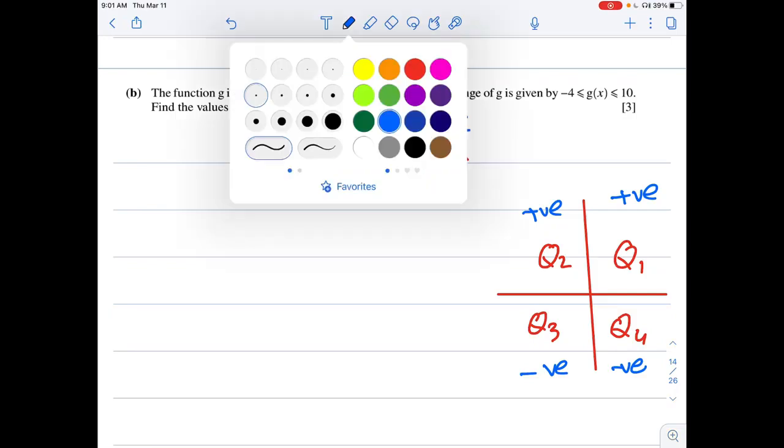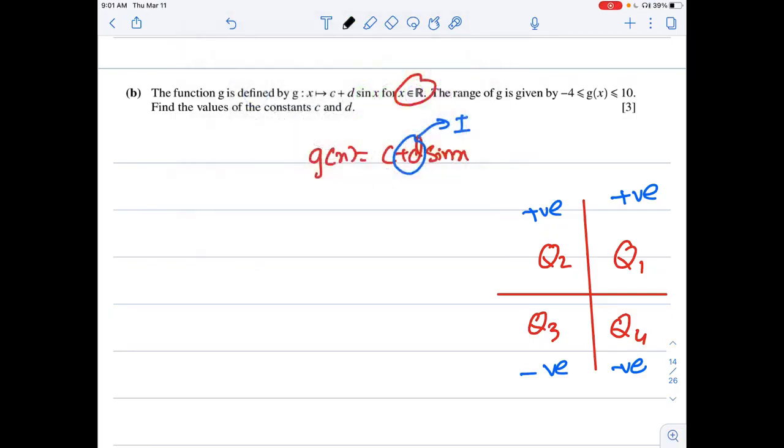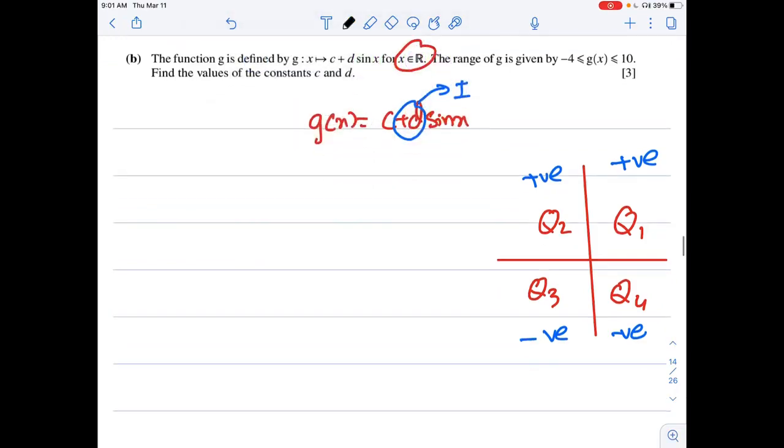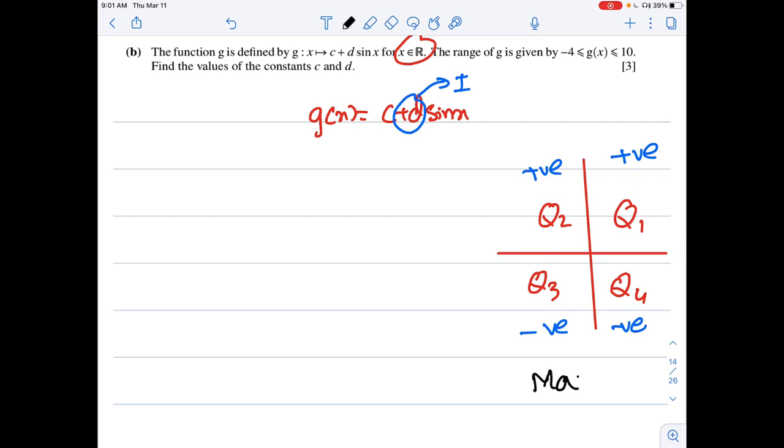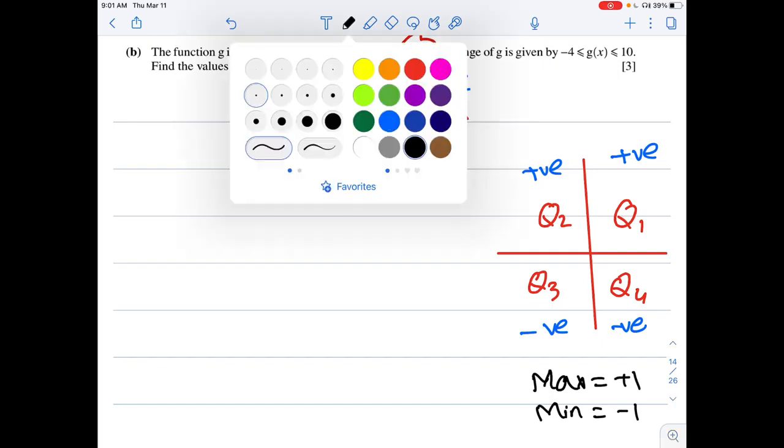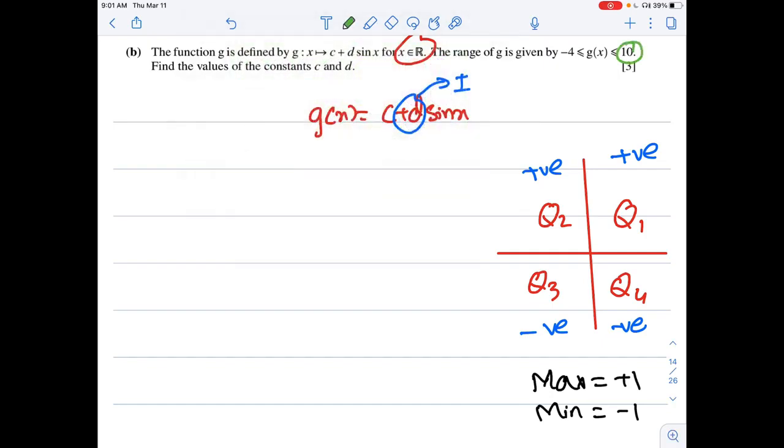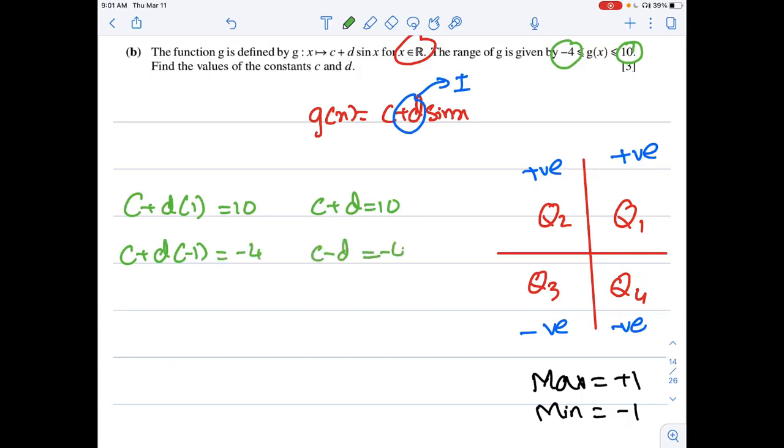And now we are dealing with sine. So sine's maximum value is plus 1. Maximum value of sine is going to be plus 1. Minimum value of sine is going to be minus 1. And now the maximum value of this function is plus 10 and the minimum value is minus 4. So c plus d times maximum value of sine, plus 1, I get 10. So c plus d is equal to 10. Minimum value of the sine is minus 1 and minimum value of the function is minus 4. So c minus d is equal to minus 4.